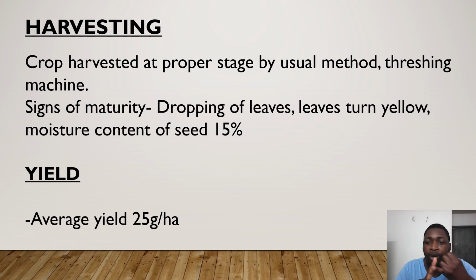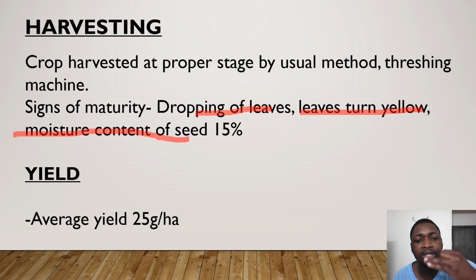One, we have the dropping of leaves. When you notice that the leaves are dropping, it means it is ready to harvest. This is another sign of maturity, that's dropping of leaves. Number two, the leaves turn yellow. Number three, moisture content of seeds of 15%. So we say dropping of leaves, leaves turn yellow, moisture content of seeds comes to 15%.